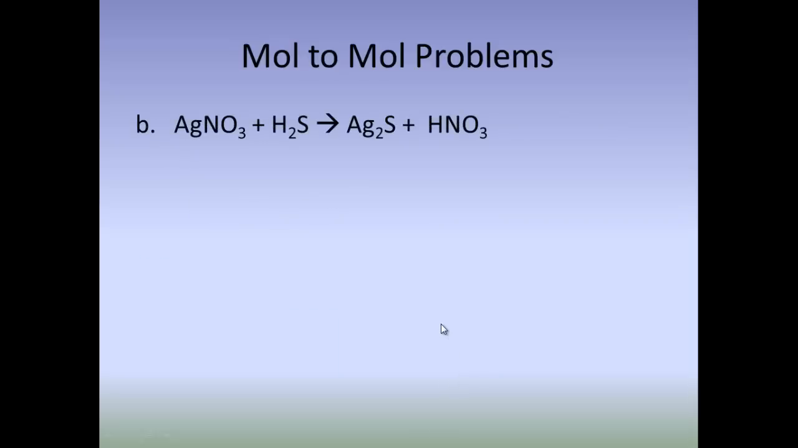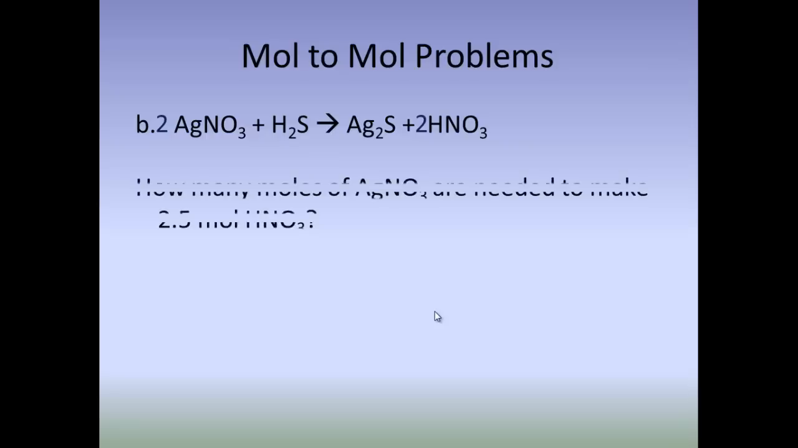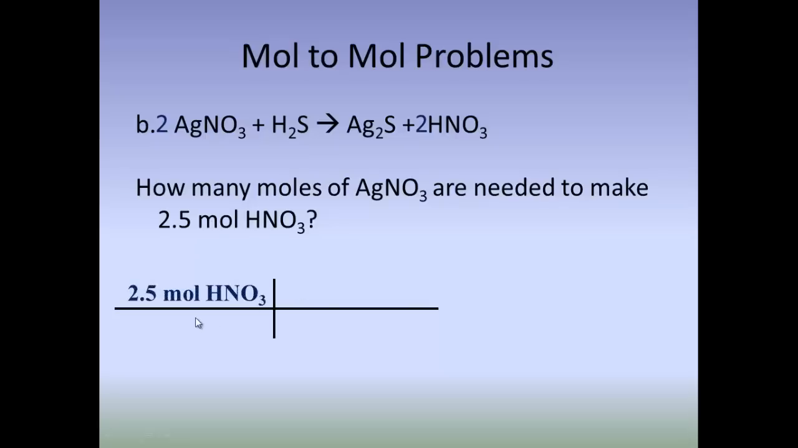New equation. Pause the video and balance this equation. Hopefully you ended up with a 2, a 1, a 1, and a 2. First question. How many moles of AgNO3 are needed to make 2.5 moles of HNO3? Look for what's given in the question. 2.5 moles of HNO3. So that's what we start with. Moles of HNO3 need to cancel, so those will go on the bottom spot next.